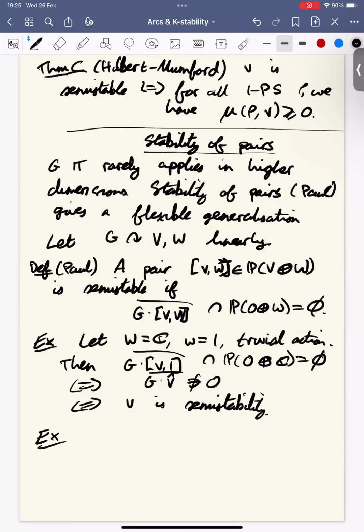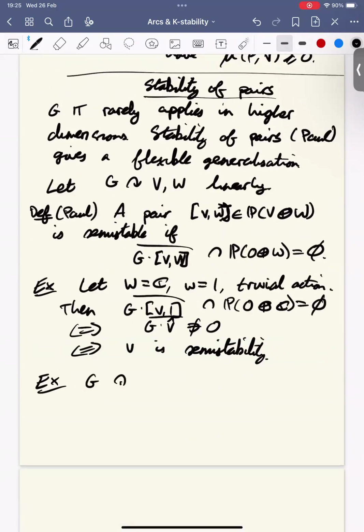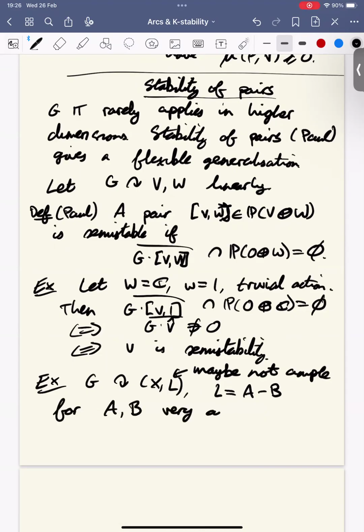Now I want to give some motivation that should make it much clearer where these ideas come from or what the point of them is. So I'll let G act now on X and L, where X is a projective variety or projective scheme, but L is maybe not ample. And really, I'm interested in a case where L is not ample, or at least not known to be ample. So then I can at least write L as A minus B. I'm using additive notation for tensor products of line bundles. So we can write it as a difference of very ample line bundles. And then we can set V to be global sections of A, W to be global sections of B.